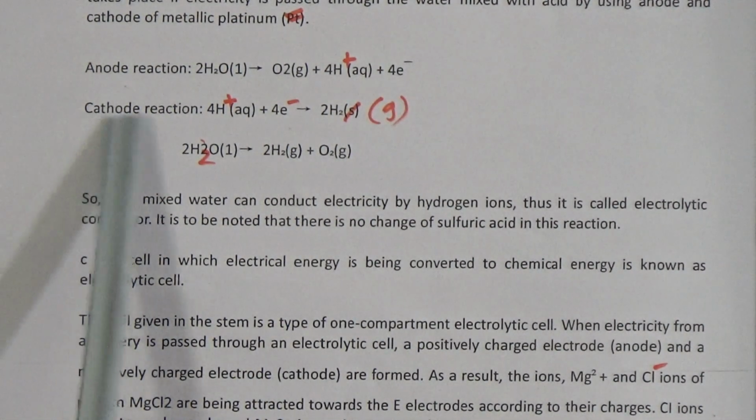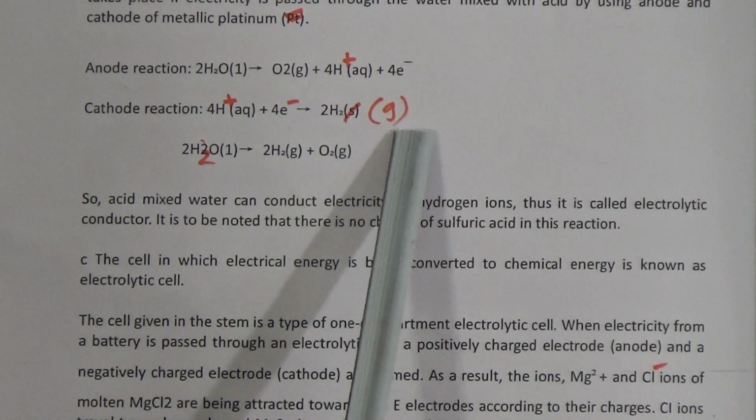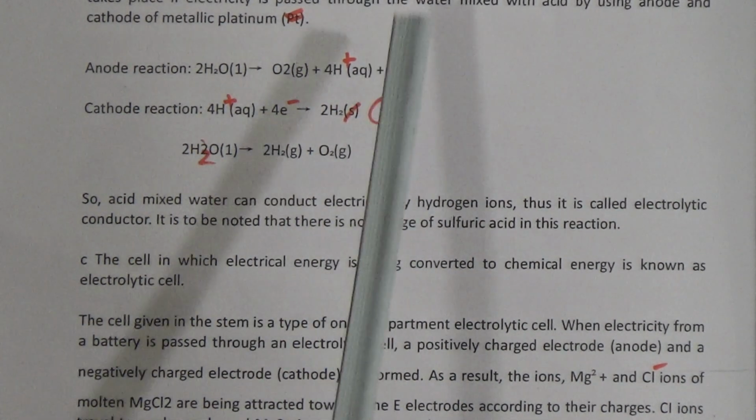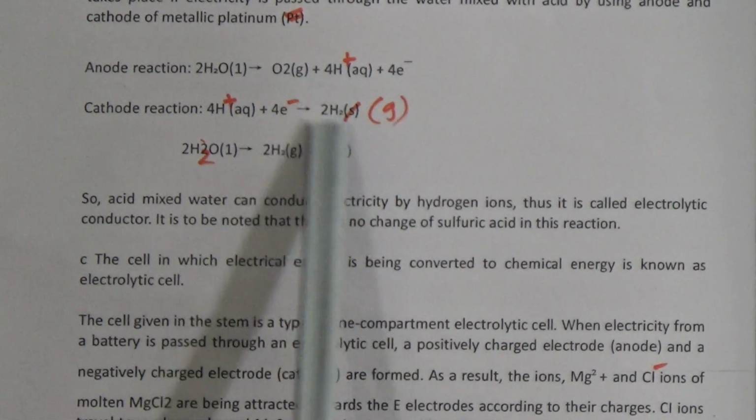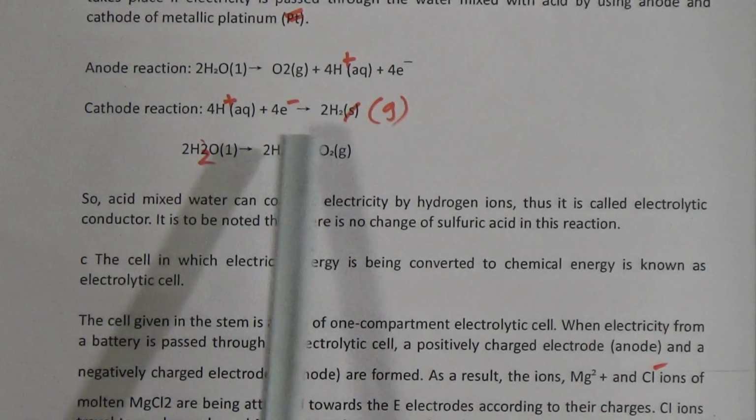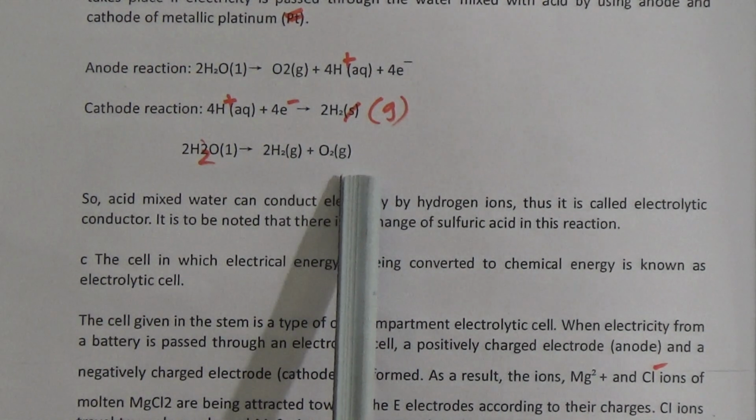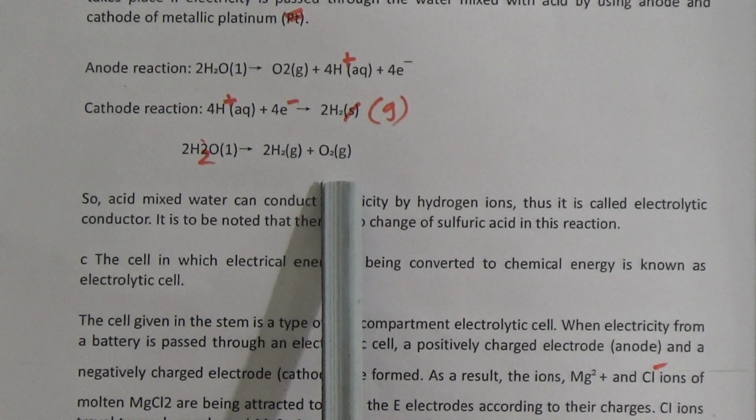Now come to the cathode reaction. 4 protons take 4 electrons and make hydrogen gas. That means in the anode reaction we get oxygen gas and in the cathode reaction we get hydrogen gas. So through the electrolysis of water we get hydrogen gas and oxygen gas. Hydrogen gas is at the cathode and oxygen gas at the anode.